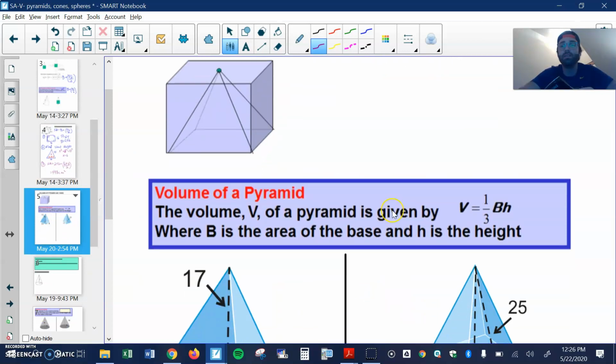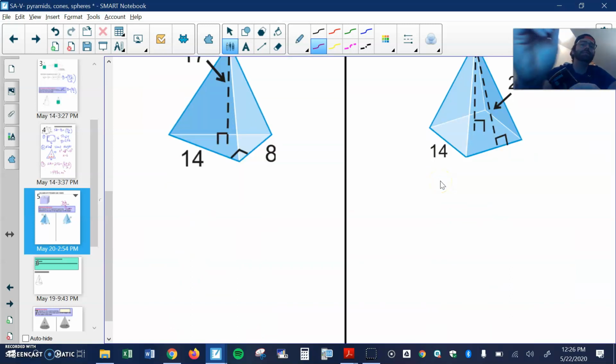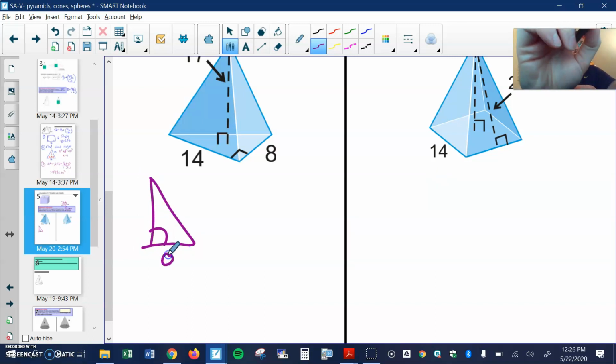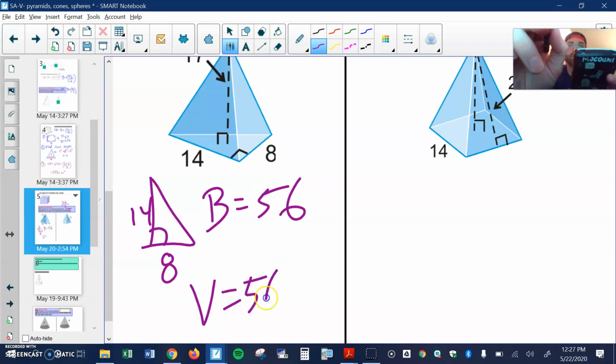Let's talk about volume. Volume's a little bit easier. It's area of the base times the height divided by 3. Not the 1/3, I don't like the 1/3. Area of the base times the height divided by 3. So I got my base right here, area of this triangle, capital B: 8 times 14 divided by 2, which is 56. So volume is 56 times 17.